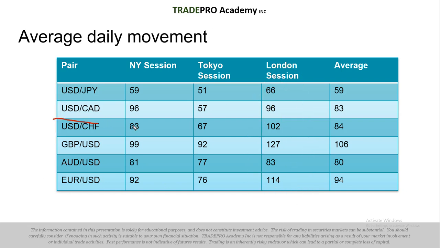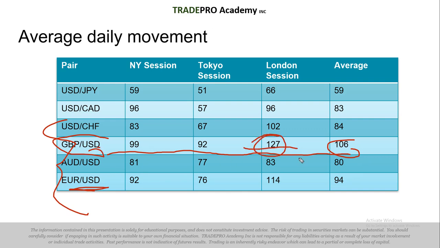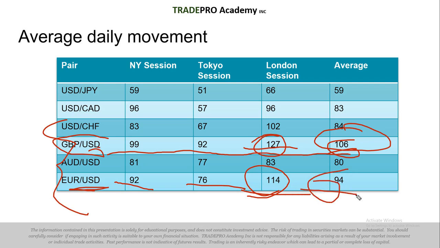Next off, USD CAD, 96 pips on average in the New York session, 57 in the Tokyo session, 96 in the London, average 83, and so on. What you guys will notice right here, GBP USD on average and throughout the other sessions has the most pip movement, Euro USD coming to a close second. GBP USD, 127 pips on average in the London session, and out of the 3 sessions on average, there's 106 pips of movement. Euro USD, 92 in the New York, 76 in Tokyo, and 114 in the London session, averaging around 94 pips of movement.